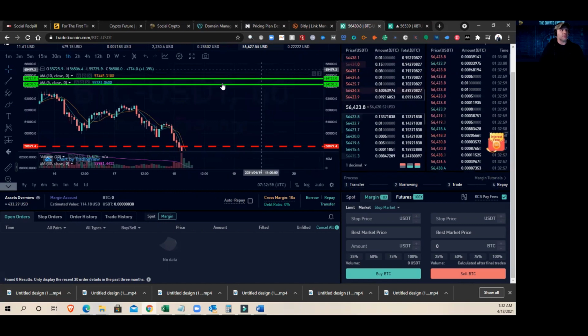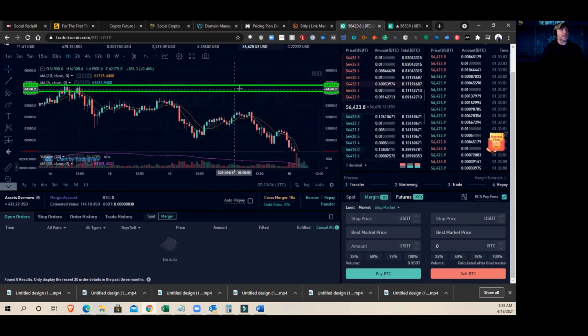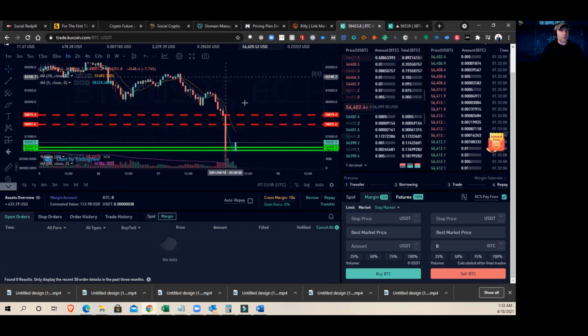This zone is very fresh. That means it hasn't been up there that long, which means there's a lot of people wanting to take profit in this zone, and a lot of those people are on margin. Most of them, by the way, just got stopped out. So I could be wrong there. Most of them just got stopped out.